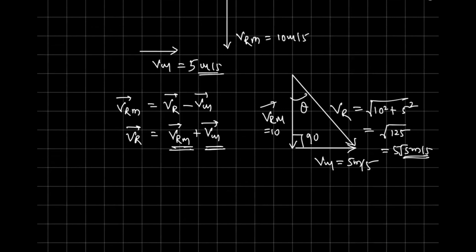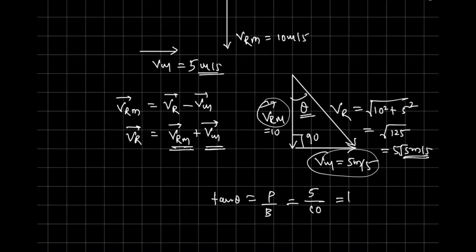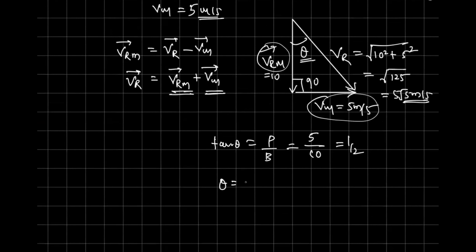Then we have to find the theta also. So I can say tan theta is equal to perpendicular upon base. This is my theta, so this is my base, that is the 5, and this is my perpendicular, right now, so it is 10. So it is 1 by 2. So we'll get theta is equal to tan inverse of 1 by 2.